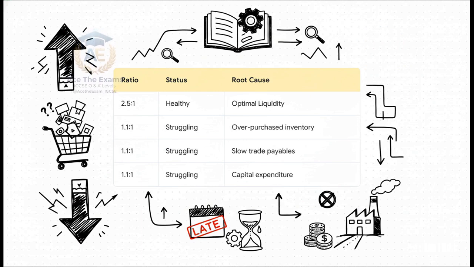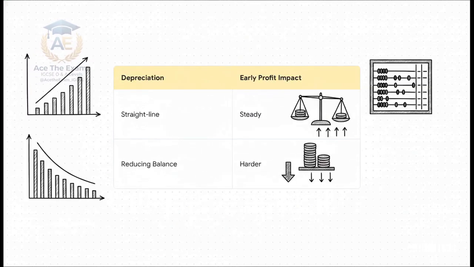Is inventory rotting in a warehouse somewhere, massively overpurchased and tying up cash? Are trade payables being settled far too slowly? Or are vital cash reserves completely depleted due to heavy capital expenditure? Identifying the physical root cause of why the ledger looks the way it does is your absolute key to mastering AO3. We use interfirm comparison to show another brilliant layer of evaluation.